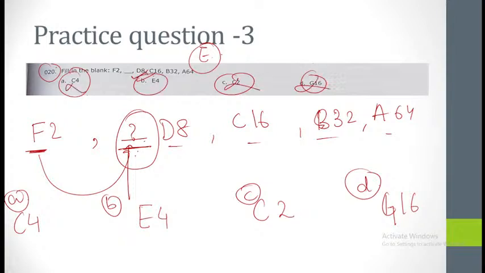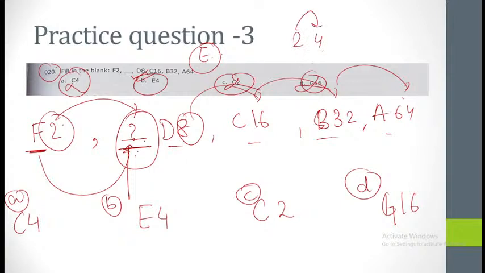E4. In addition, first you have 2, then a blank, then 8, 16, 32, 64. So we are doubling the number. So 2, then 4, then 8, right? So answer for this question is E4. Is it clear to everyone? Everyone gave the answer correct.